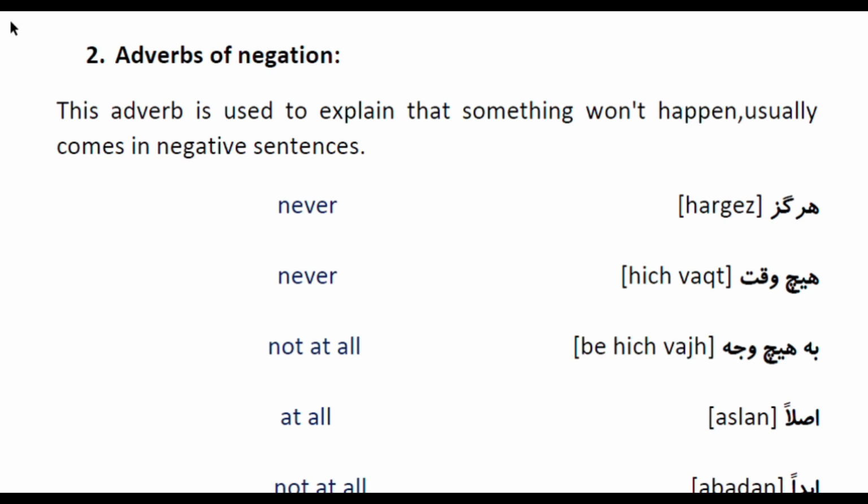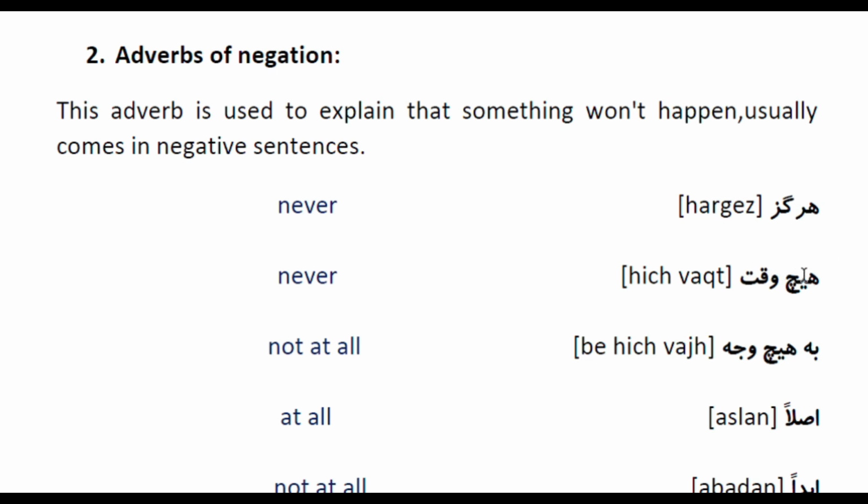Okay, let's move on. Adverbs of negation. This adverb is used to explain that something won't happen. Usually comes in negative sentences. For example, هرگز. This adverb is formal and we rarely use it in spoken Persian.